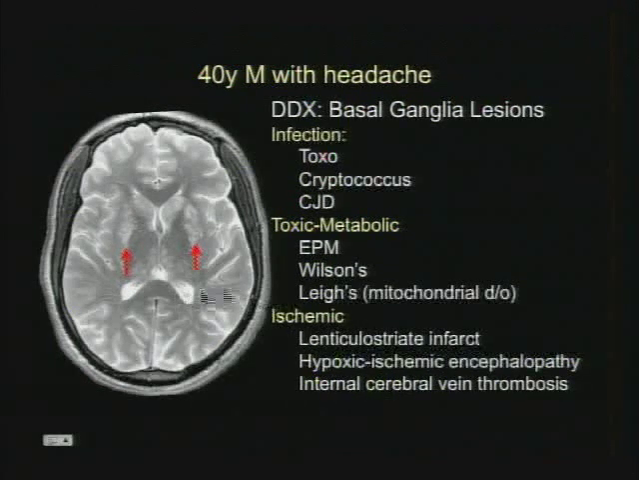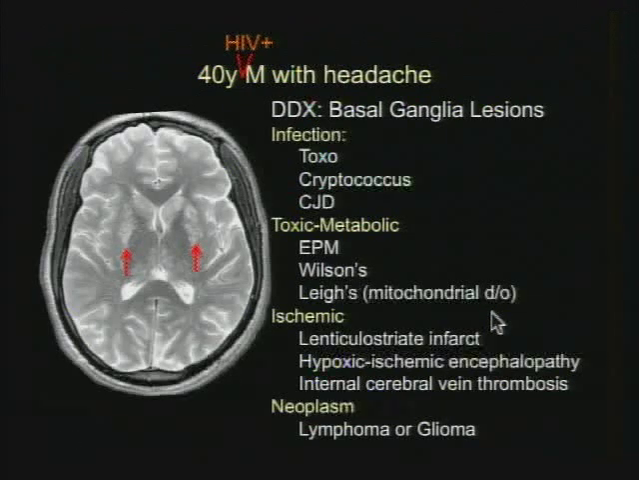Ischemic. Remember, when you see bilateral abnormality in the thalami, one of the things to think about is internal cerebral vein thrombosis. And then neoplasms: lymphoma and glioma. We find out this patient is also HIV positive, so we're going to focus on those disease entities seen in the HIV population, keeping in mind that they are so susceptible to some of these more common abnormalities. So on the post-contrast, you can see that there's no enhancement.